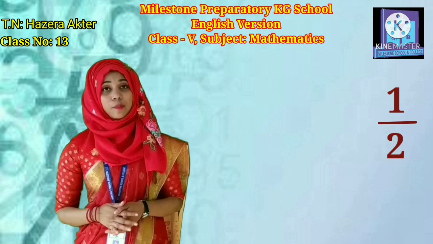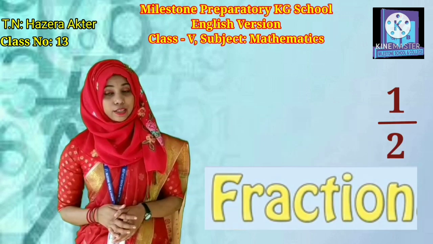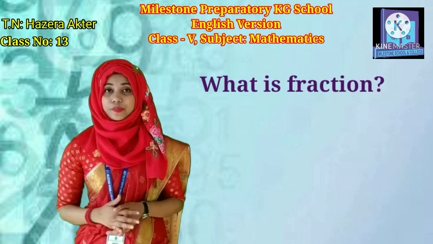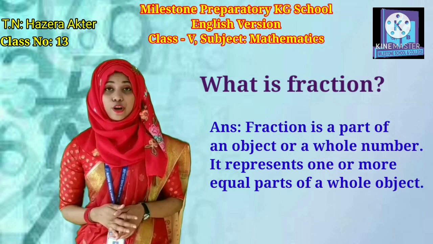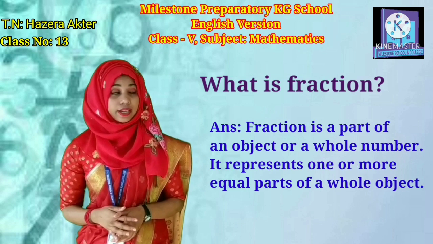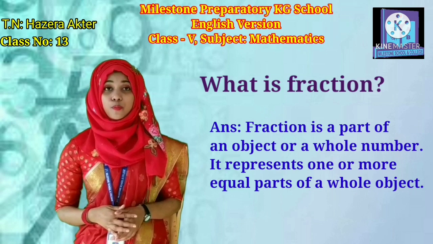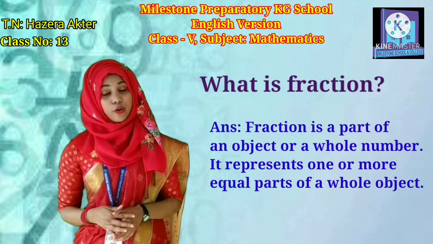Numbers in this form are known as fraction. So what is fraction? A fraction is a part of an object or a number. It represents one or more equal parts of a whole object.